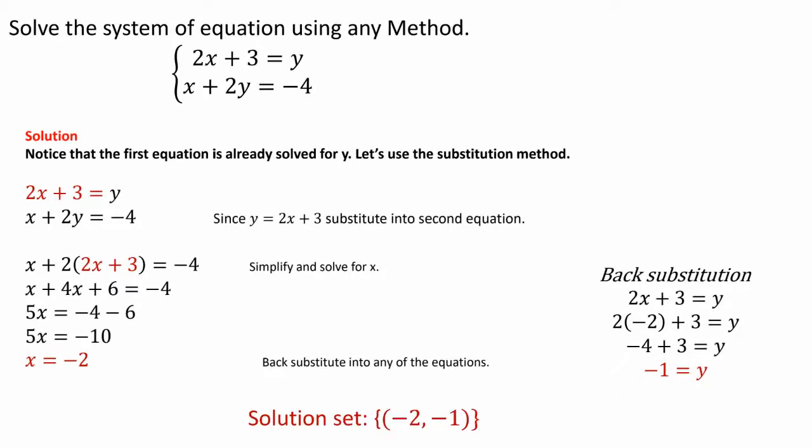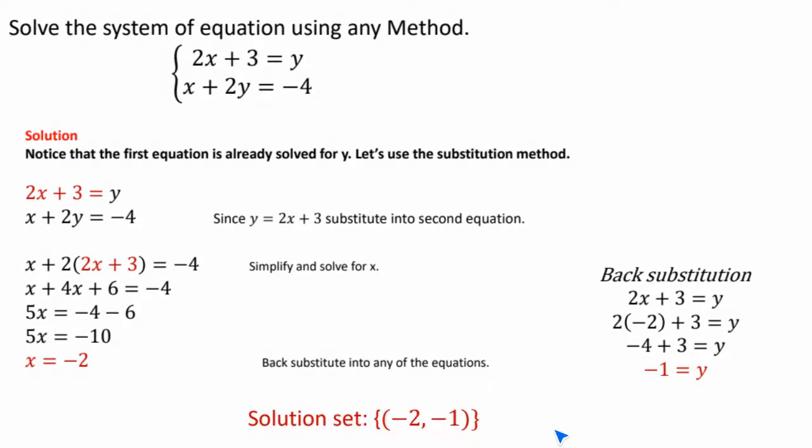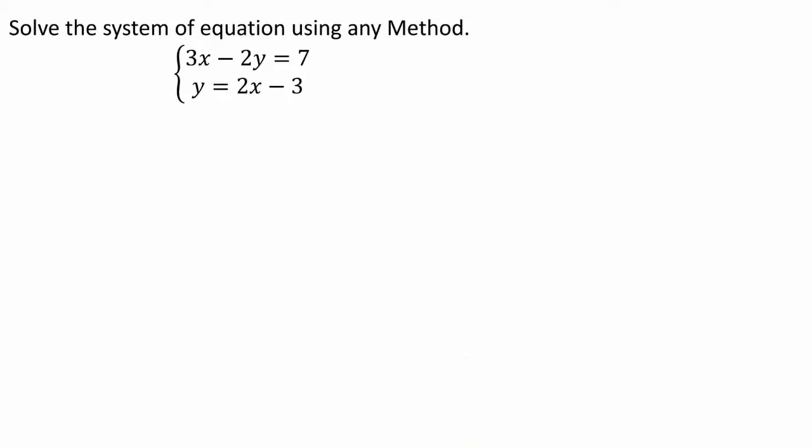So our last step is to go ahead and write it as an ordered pair. So we end up with negative 2, negative 1. Any questions on that one? Okay, let's try a couple more.